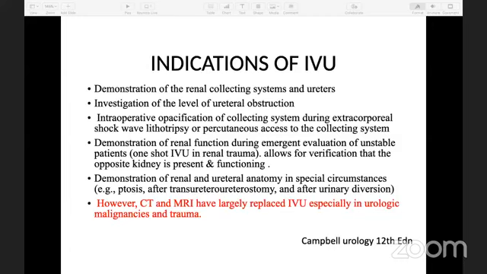Indications of IVU: visualization of the urinary tract, for example, in congenital anomalies, to evaluate the level of ureteral obstruction, and intra-procedure visualization in ESWL or PCNL. In renal trauma cases, one-shot IVU is done to ascertain that the opposite kidney is there and it's functioning, and in some special circumstances like ptosis, transureteral ureteroscopy.